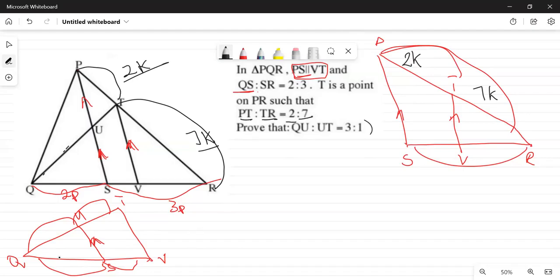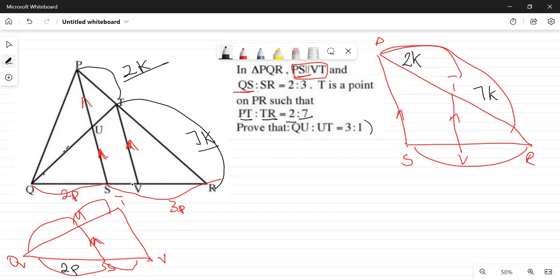Let's come to this one here. On this one here, we have QS again. What is QS? 2P. Now, what is SV? From S to V, we have no idea what S to V is. So we're not going to write anything. Now, this is what was given. We are done with what was given.